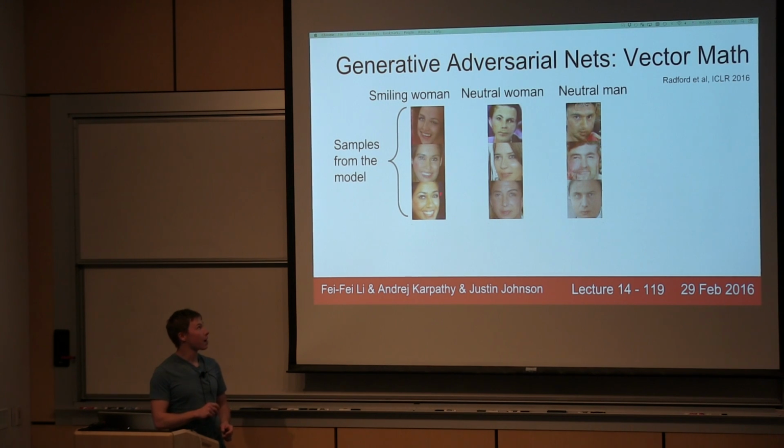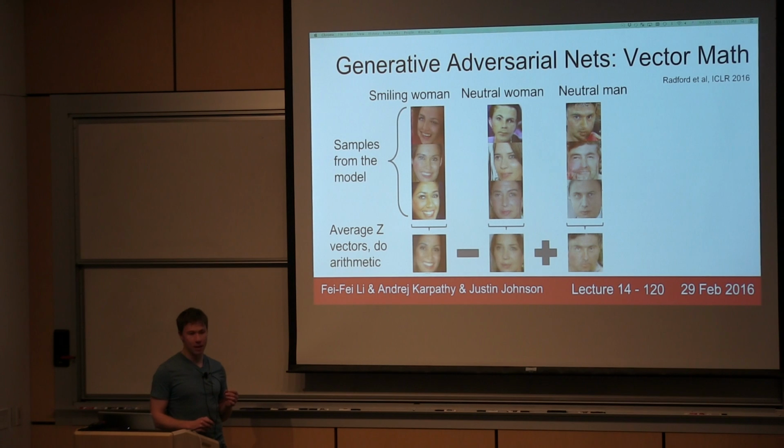Each of these was produced from some latent state vector. So we'll just average those latent state vectors to compute the average latent state of smiling women, neutral women, and neutral men. Now once we have these latent state vectors, we can do some vector math. We can take a smiling woman, subtract a neutral woman, and add a neutral man. So what would that give you?